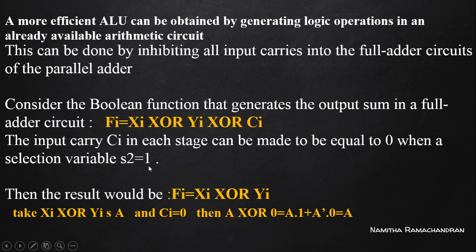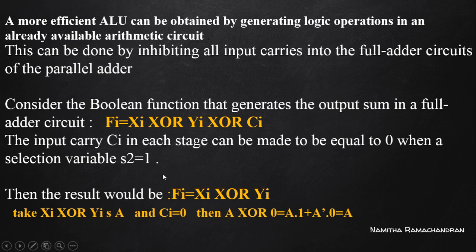S2 equal to 1 means what we are going to perform now. We need to perform a logical operation. So this value of 1 for S2 indicates we are going to perform the logical operation. Whenever this S2 value becomes 1, automatically make this carry in value 0. Why? Because in order to perform a logical operation, we don't want to consider the carry in and carry out values. The carry in values are actually used in case of arithmetic operation.